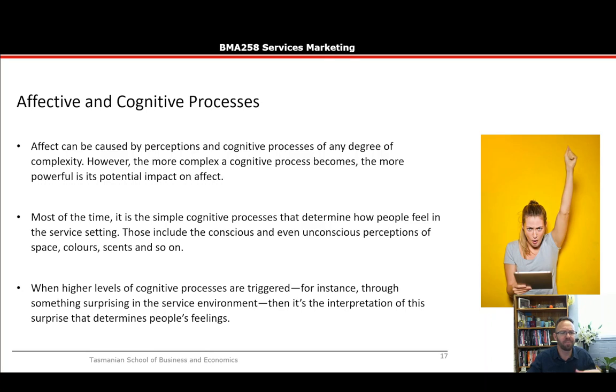Most of the time, it is a simple cognitive process that determines how people feel in the service setting, which is the way that we think, our attitudes about things. These include conscious and even unconscious perceptions of space, colour, scent, and so on. Whereas when higher levels of cognitive processes are triggered, for instance through something surprising in the service environment, then it's the interpretation of this surprise that determines people's feelings, because then we can't apply rational cognitive processing to it. We're surprised, so we immediately react through our senses, our feelings and modes of affect.